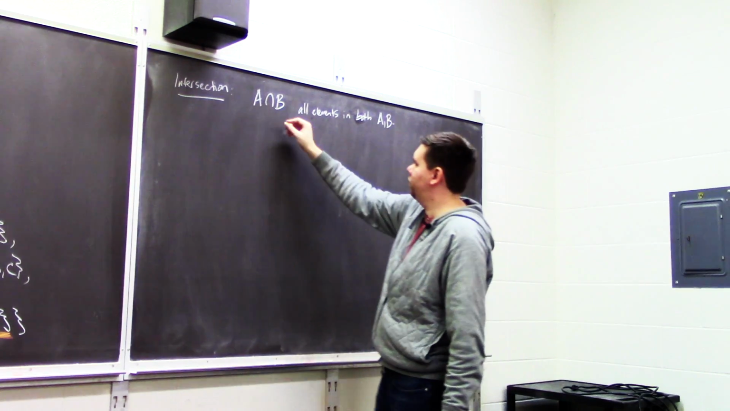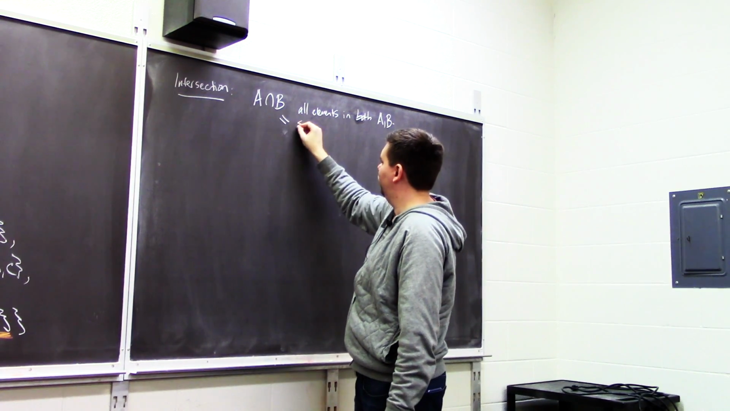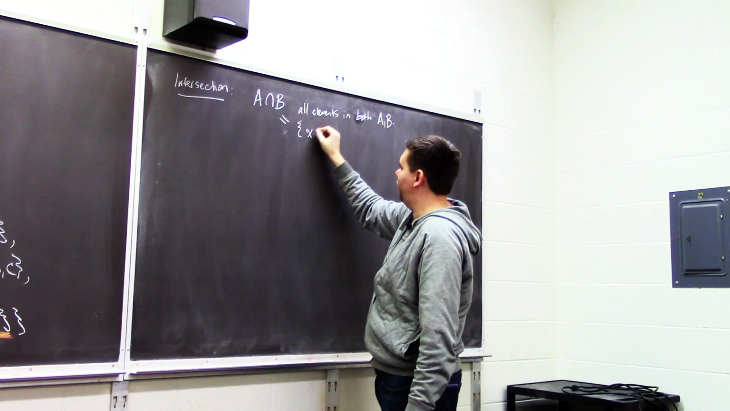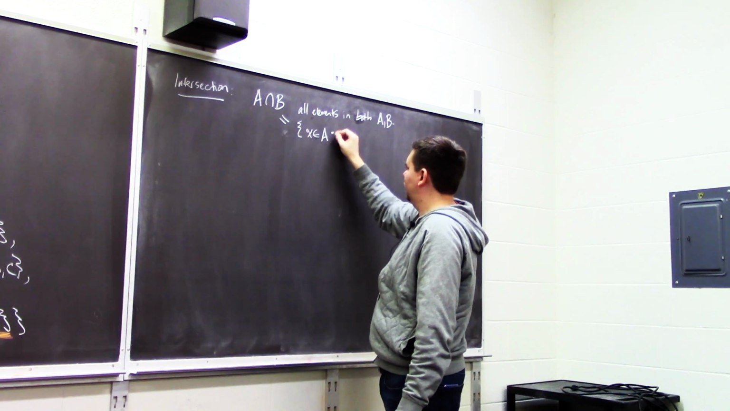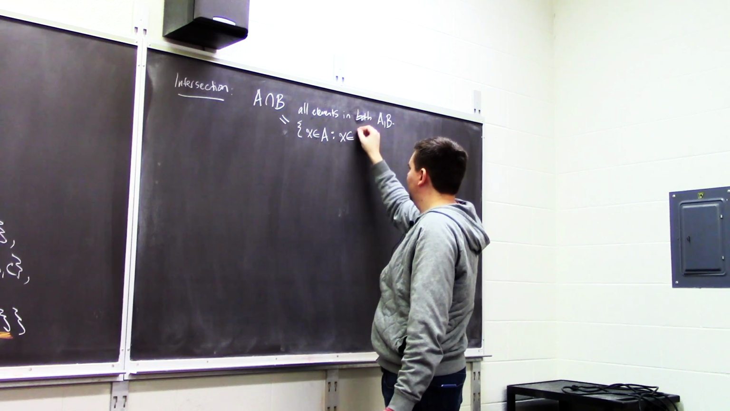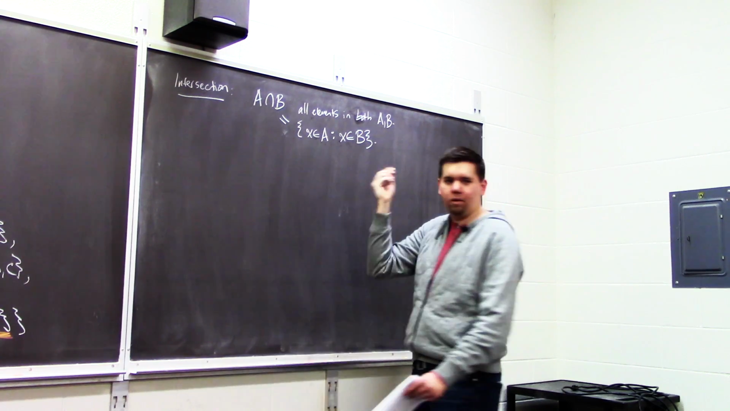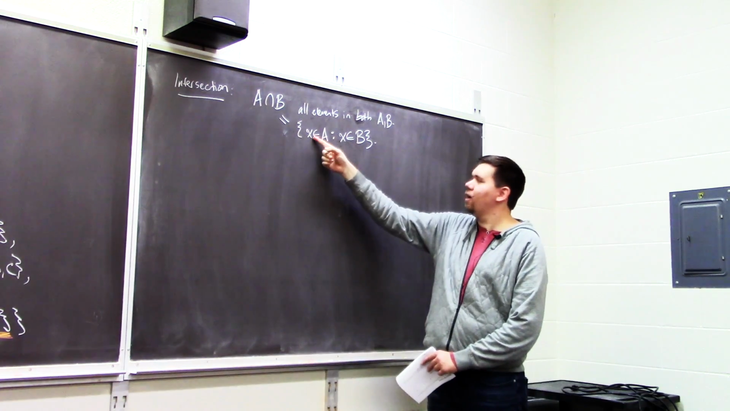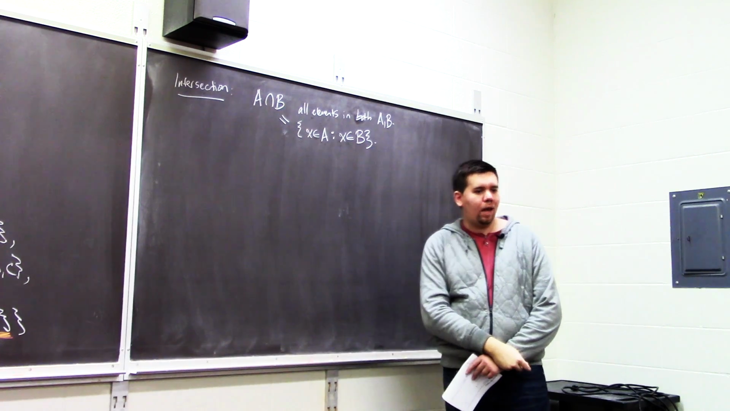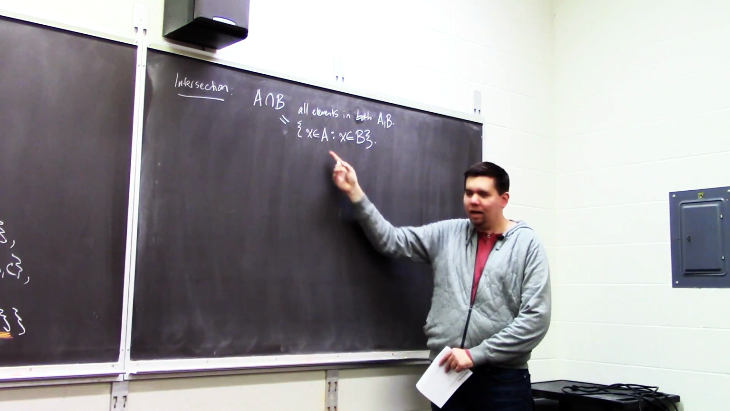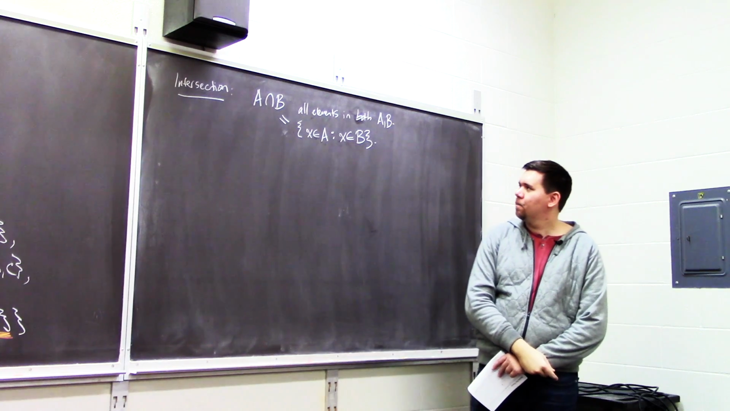So maybe we can make this more precise. This is equal to, well, you could say it's all the stuff in A such that it's also in B. There you go. Or vice versa. All the stuff in B that's also in A. All the stuff that's in A and that's in B as well.